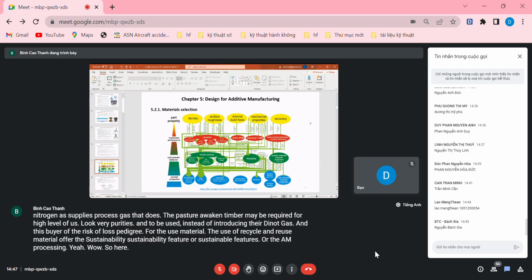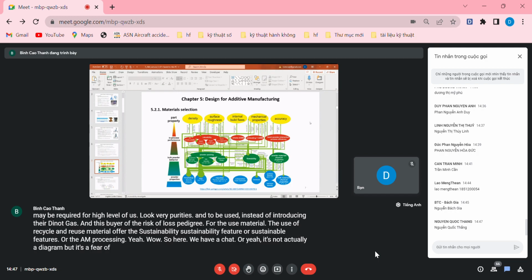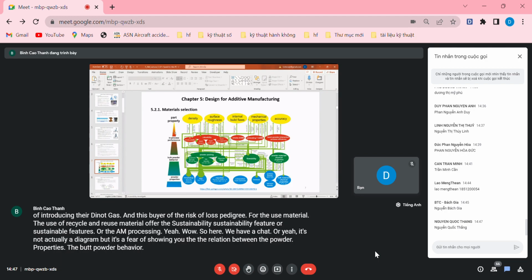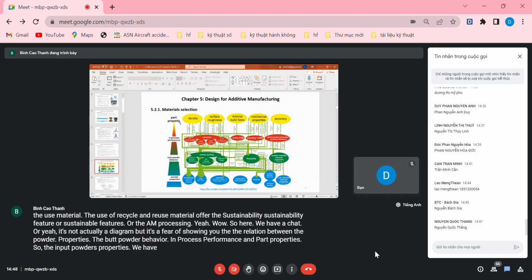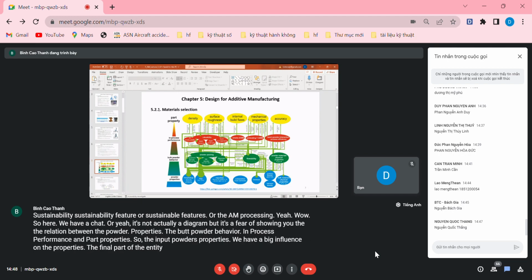So here we have a chart, or actually it's not a diagram, but a figure showing you the relation between the powder properties, the bulk powder behavior in process performance, and part properties. So the input powder's properties will have a big influence on the properties of the final part after the additive manufacturing process, for sure.